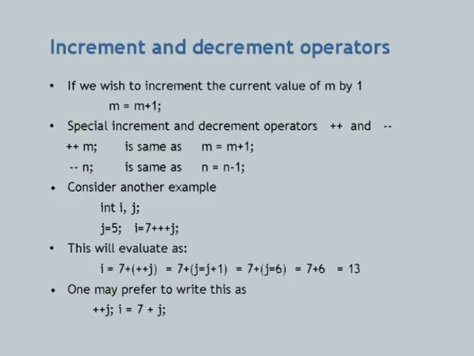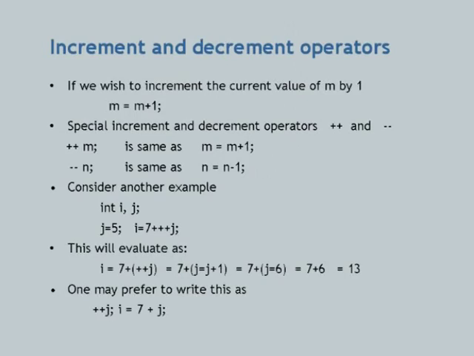But I might end up writing expressions which may not make immediate sense to an ordinary reader. Consider this example. Int i, j, j is assigned a value 5, and then I have an assignment operation which says i is equal to 7 plus plus plus j. Now ordinarily we won't write such a thing. But this is a legally correct statement in C++. And what it means actually is that plus plus j is considered to be an operation. So the entire assignment operation becomes i is equal to 7 plus, in brackets, plus plus j. And plus plus j stands for j is equal to j plus 1. So the normal rules prevail.